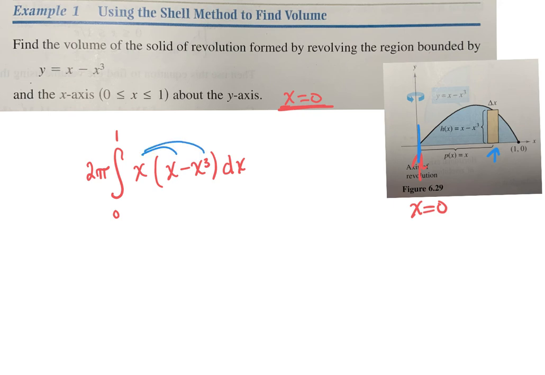Before you take the antiderivative, simplify this. We get x squared minus x to the 4th. Once you simplify it, then take your antiderivative. The antiderivative of x squared is 1/3 x cubed. The antiderivative of x to the 4th is 1/5 x to the 5th. And we're doing that from 0 to 1.